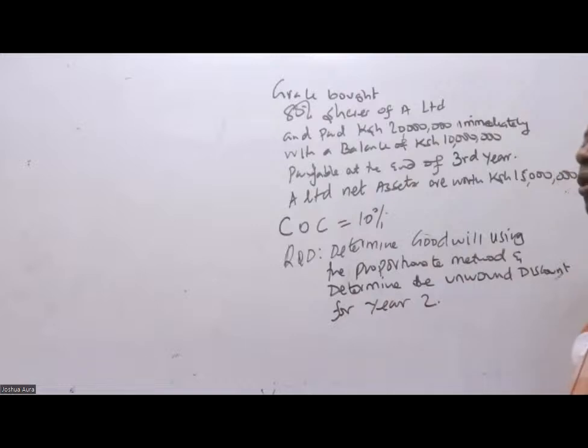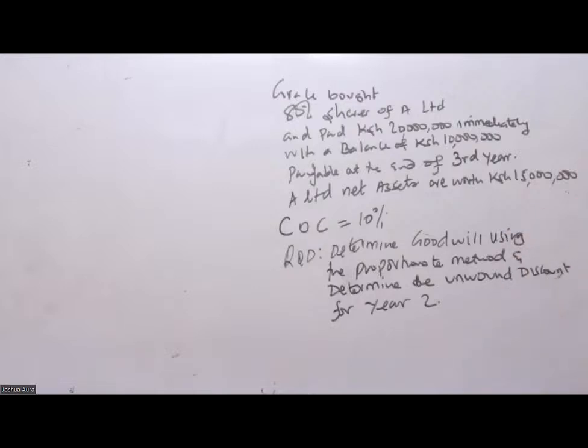So if you get an examiner who hates you, they'll always set this kind of question. Very popular. So we have here Grace bought 80% shares of A Limited, and they paid today 20 million immediately, with a balance of Kenya shillings 10 million payable at the end of the 3rd year. So we have what we call deferred consideration. Deferred consideration is normally found in the advanced financial reporting, not in the lower financial reporting. So this is your level.